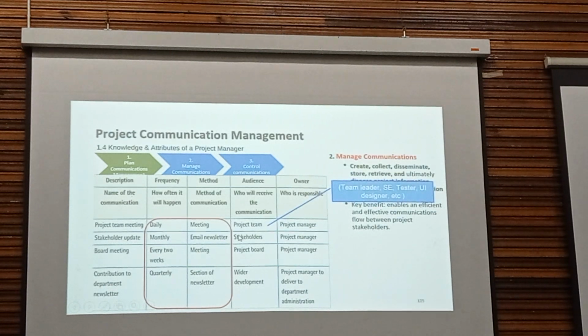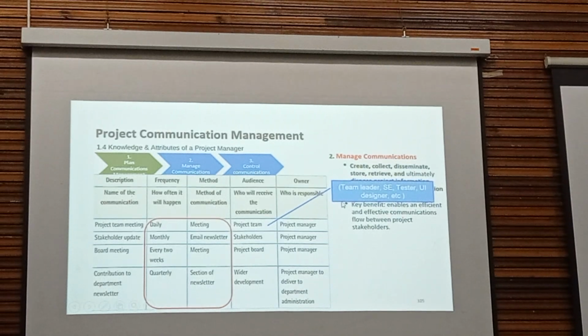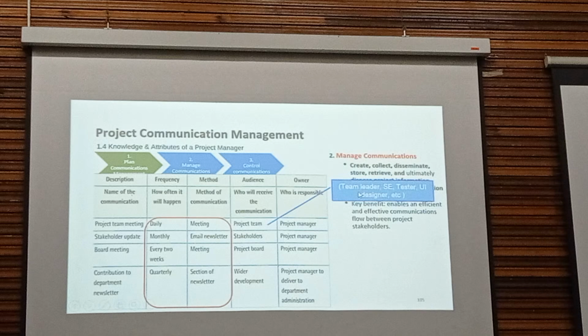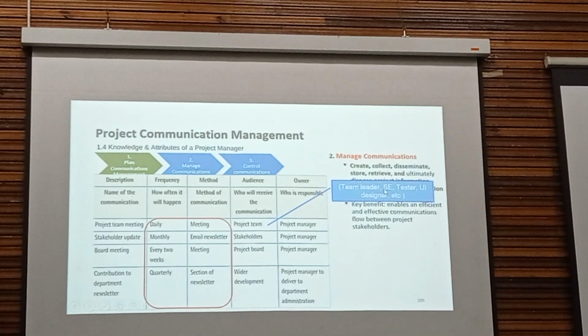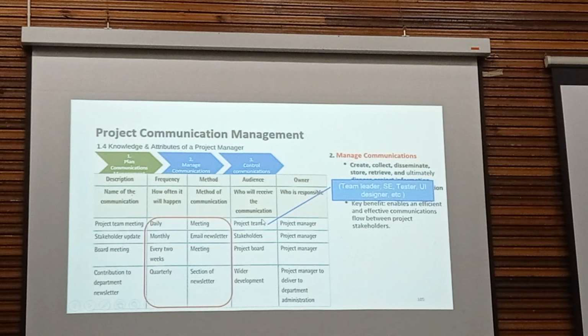Okay, so for the project team, it is good to spell out who is on the team, for example team leader, software engineer, tester, UI designer, etc. For the project team, it is good to spell out who those people are: team leader, software engineer, tester, UI designer, to avoid misunderstanding.